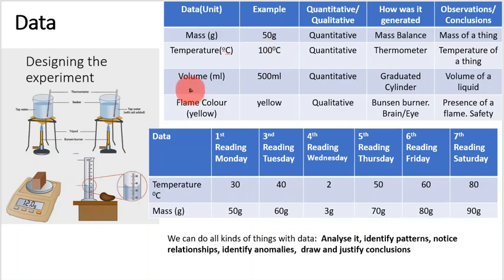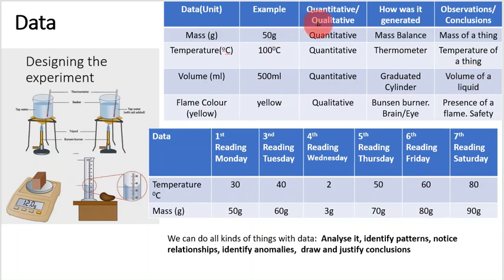So again, volume is another example. We measure volume in mils. We use 500 mils of water. What type of data is that? It's quantitative. Why is it quantitative? Because it's in number form. We use the graduated cylinder to generate it. And what does this quantity of volume tell us about something? It tells us how much, or the volume of a particular liquid that is actually present, or that we've measured out.